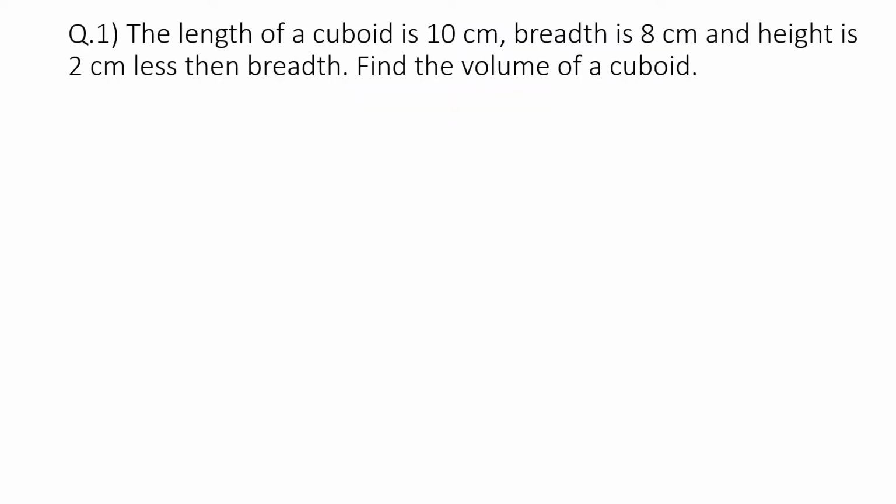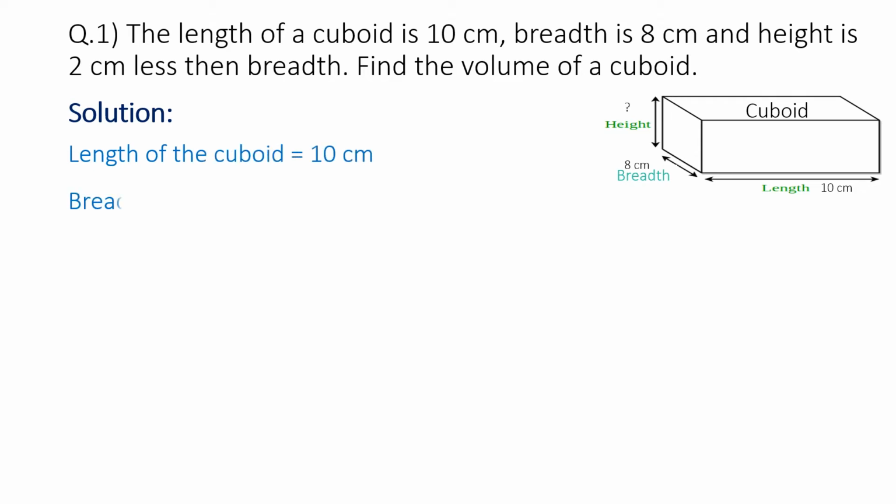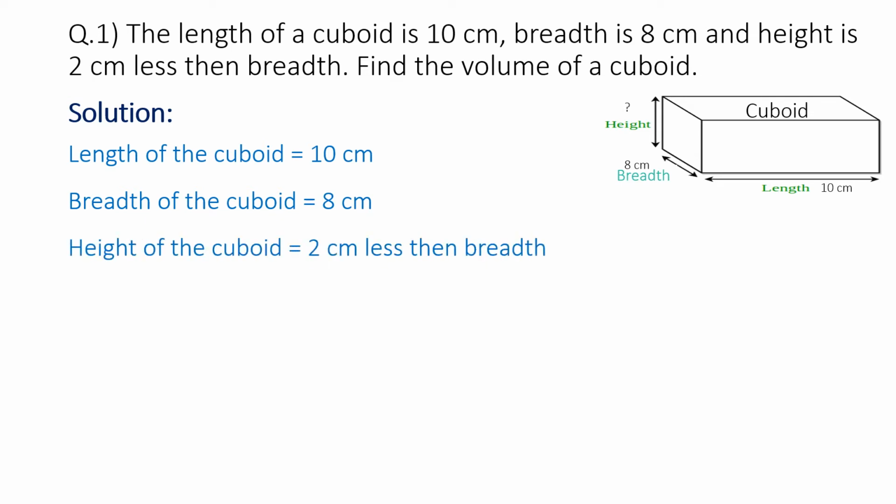The length of a cuboid is 10 cm, breadth is 8 cm and height is 2 cm less than breadth. Find the volume of a cuboid. Let's write the solution. Look, in this question, length of the cuboid is equal to 10 cm. Breadth of the cuboid is equal to 8 cm. Height of the cuboid is equal to 2 cm less than breadth. And breadth is 8 cm. So 2 cm less than breadth means 8 cm minus 2 cm, we get 6 cm. So height of the cuboid is 6 cm.